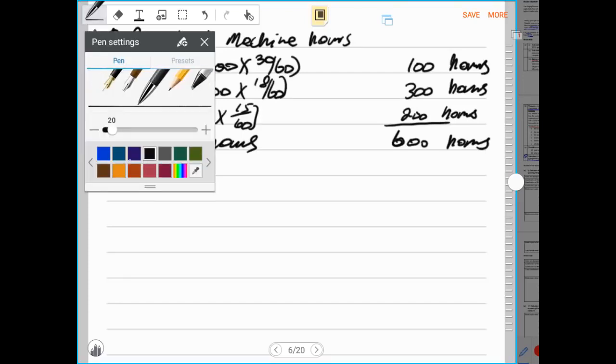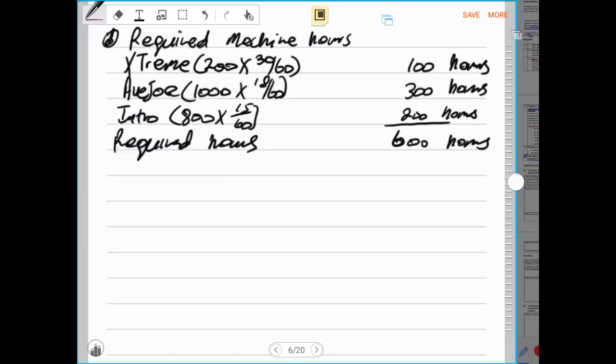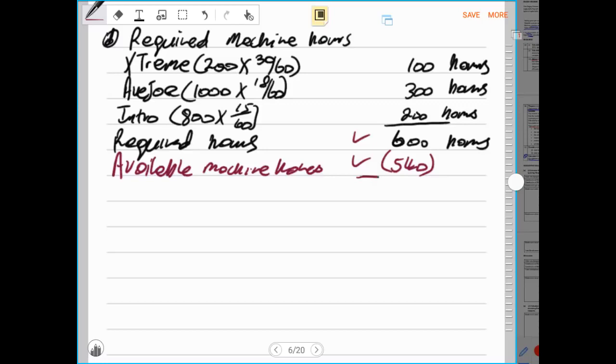But how many hours are available? Let us check. Available machine hours is 540. So we need 600 hours, and what is available is 540. Is there a shortage? Yes, there is a shortage, and the shortage will be 60 hours. That shortage will be called a shortfall.